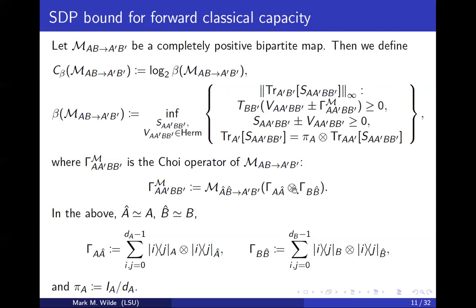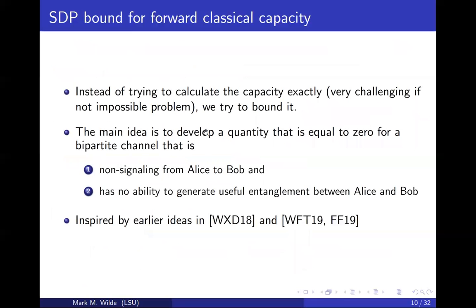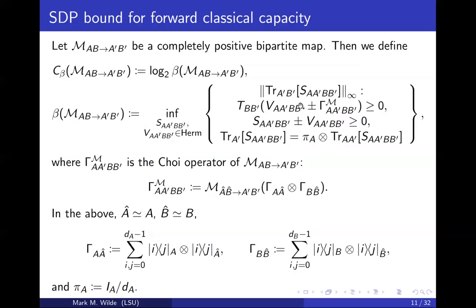So given the bipartite map, there's something called the Choi operator. This appears a lot in quantum information. And so for S, there's a map from the S operator to a bipartite map corresponding to S. And this objective function is measuring how close this S operator is to being trace preserving. How close is it to being a channel? So that's some intuition behind it. And this other constraint is related to the PPT constraint that I talked about before. We want the measure to be 0 for a bipartite channel that has no ability to generate useful entanglement. So that's related to what's going on here. And then this constraint here is related to the no signaling constraint.